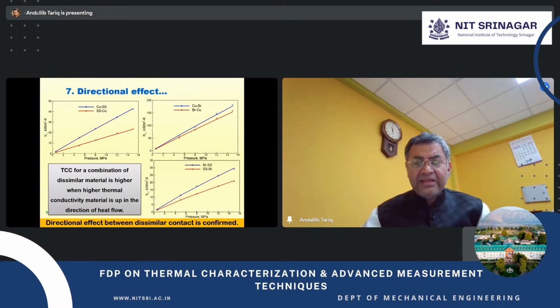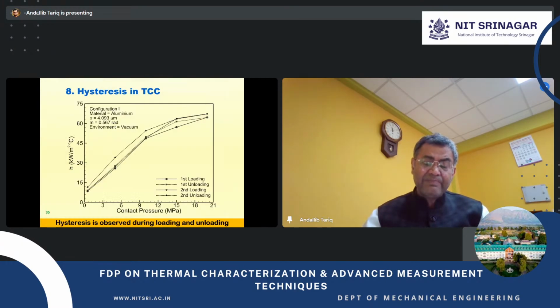Next thing is that the directional effect also does exist. Means if the upper surface is copper and bottom is stainless steel, the TCC variation with respect to pressure will be something. And if we change the order, upper surface means heat is flowing first from the stainless steel and then copper, again it will differ. So there is some directional dependency also. So this has given a new insight, that whatsoever data we are generating is not universal; if we change the direction of the heat flow, again the value will change.